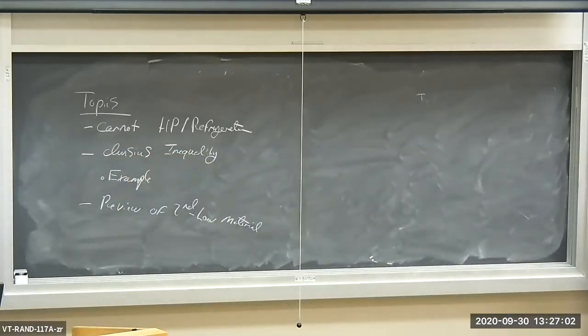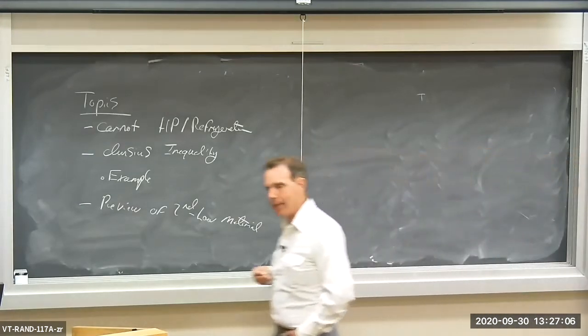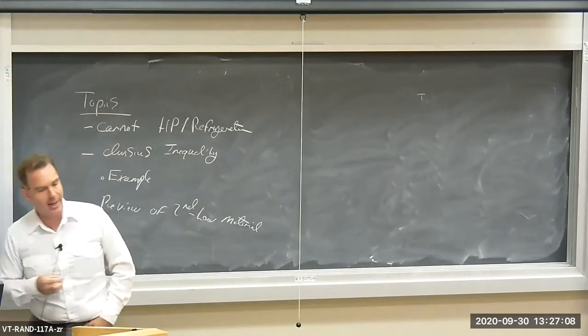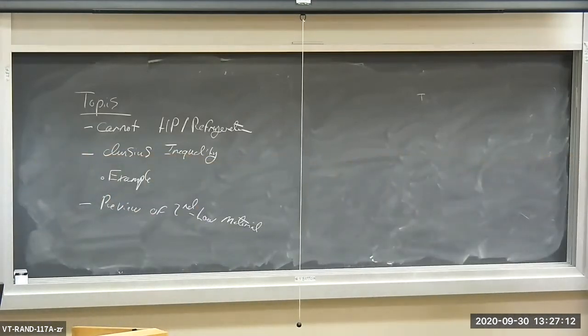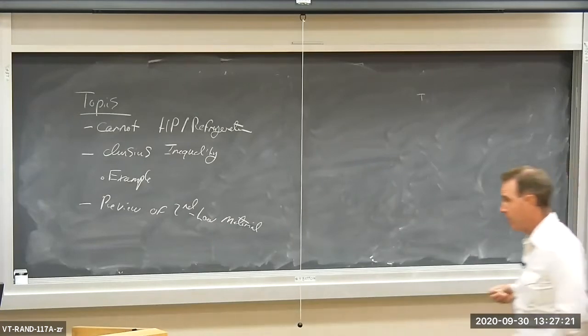Why? Because we can take a Carnot heat engine, which takes energy from a high temperature reservoir, produces work, and rejects a certain amount of energy in the form of heat to a low temperature reservoir. We can reverse the Carnot heat engine to produce a Carnot refrigerator or heat pump. We'll talk a little bit about that in a moment.